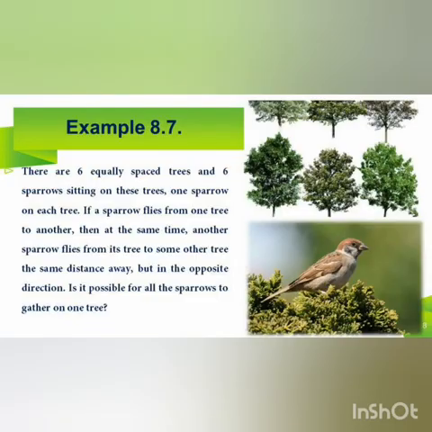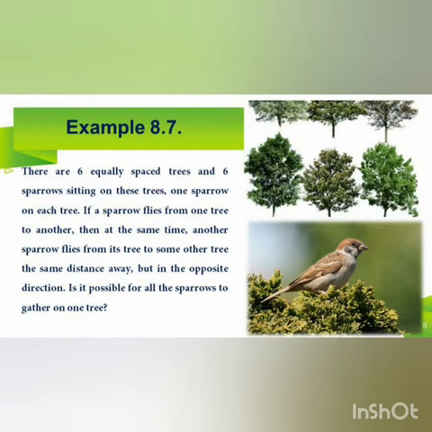There are 6 equally spaced trees and 6 sparrows sitting on these trees, 1 sparrow on each tree. If a sparrow flies from one tree to another, then at the same time another sparrow flies from its tree to some other tree, the same distance away but in the opposite direction. So totally how many trees are there? 6 trees are there. So in each tree 1 sparrow is sitting.